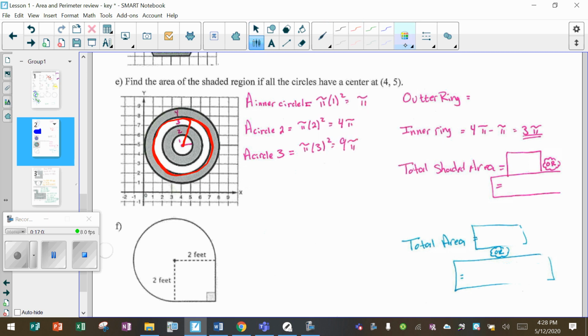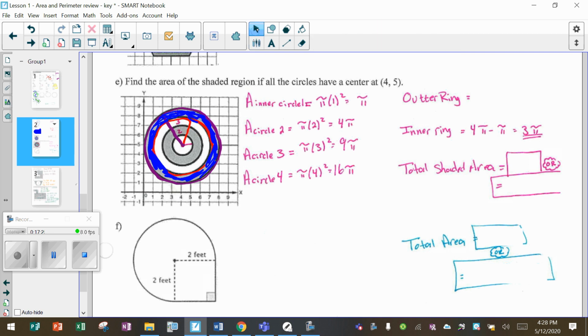The fourth ring, from the center all the way out to the outer edge, has a radius of 4, pi r squared, 16 pi. So the outer ring is the difference. So I'm looking for the shaded region between the circle number 3 and circle number 4. I'm just going to subtract those 2. And our total area, 7 pi plus 3 pi, gives us a total area of the shaded region as 10 pi. Or multiplying it out, 31.4159.